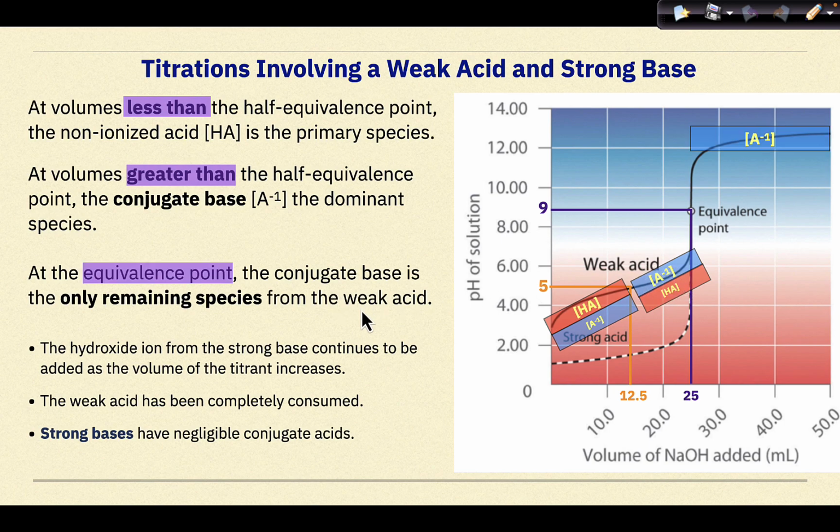At the equivalence point, the conjugate base is the only remaining species from the weak acid. The hydroxide ion from the strong base continues to be added as the volume of the titrant increases. The weak acid has been completely consumed, and strong bases, remember, have negligible conjugate acids.